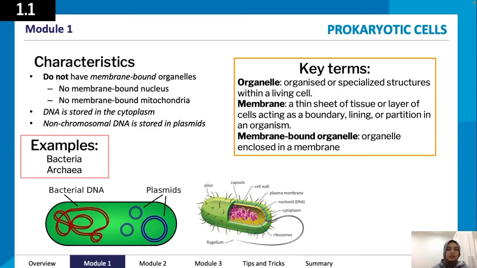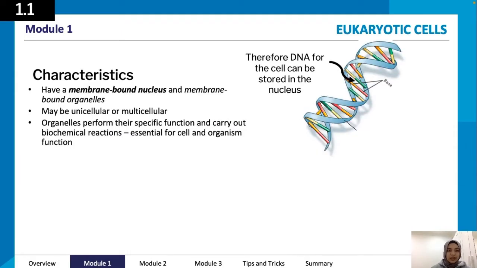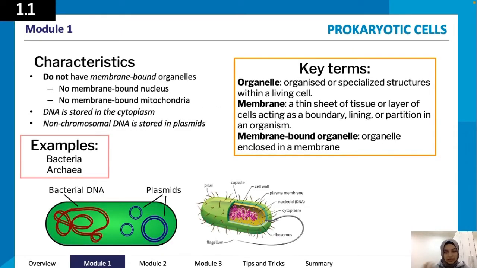Organelle, organized or specialized structures within the cell. We know that we've seen some of those. Membrane, which is a thin sheet, and those membrane-bound organelles which don't exist in the prokaryotic cell, whereas we do see them in the eukaryotic cell. And yeah, so that essentially is prokaryotic cells, and make sure you do know examples of each. So you know examples of a eukaryotic cell, you know examples of a prokaryotic cell.